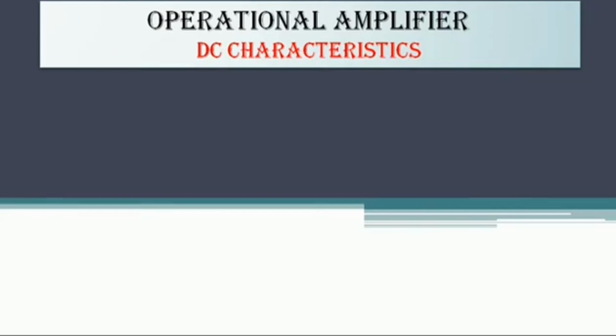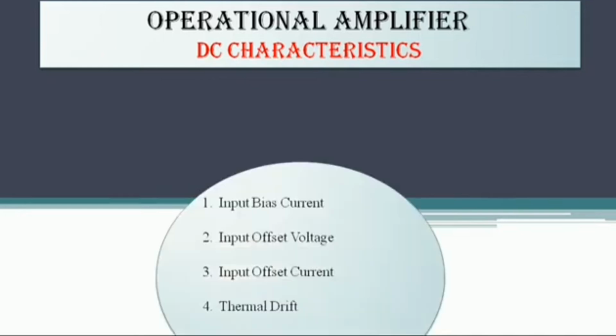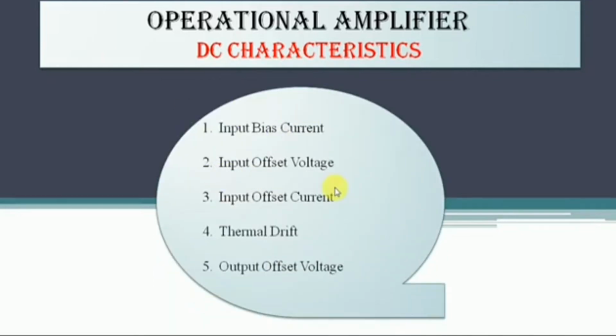Here we have seen some of the DC characteristic parameters, that is input bias current, what is input bias current and how it is compensated, and the second parameter, input offset voltage, and what is its compensation method. Now in this video you are going to see the other three parameters: the input offset current, what is input offset current and how it is compensated, the fourth one is the thermal drift, and last we are going to see is output offset voltage.